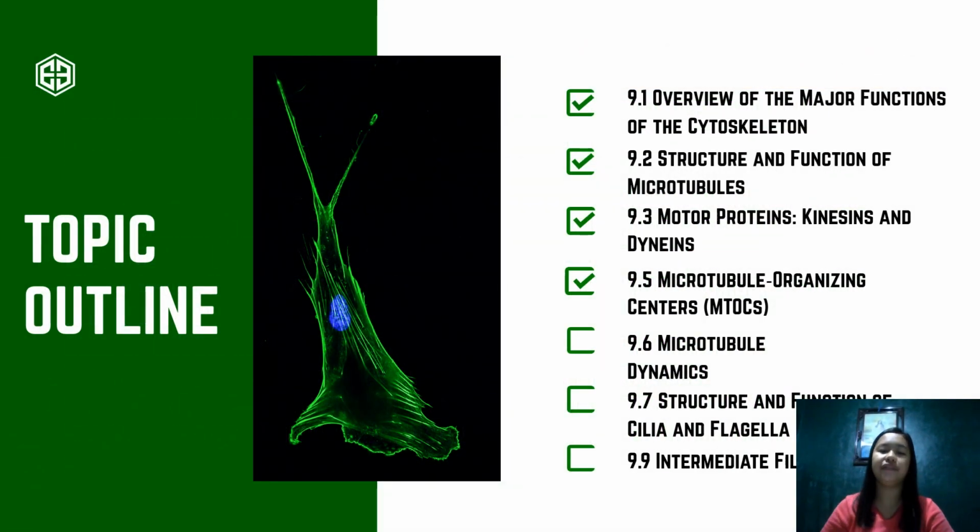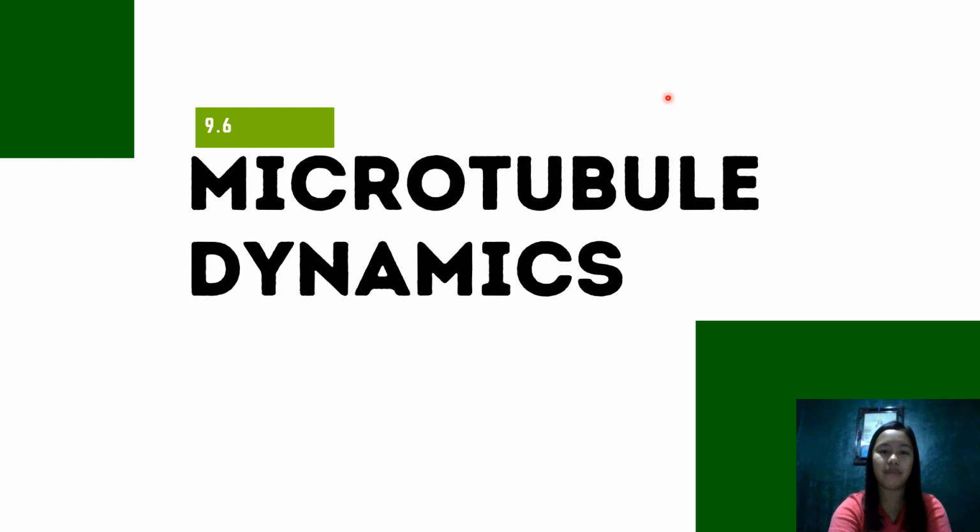Next, we have the microtubule dynamics. So, microtubules in the cellular cytoskeleton ay dynamic polymers constantly undergoing assembly or polymerization and disassembly or depolymerization. So, yung microtubules, meron siyang pabago-bagong polymers. So, it is composed of tubulin protein subunits. Microtubules exhibit flexibility in lengthening and shortening process. So, itong microtubule daw ay nagbabago-bago siya.